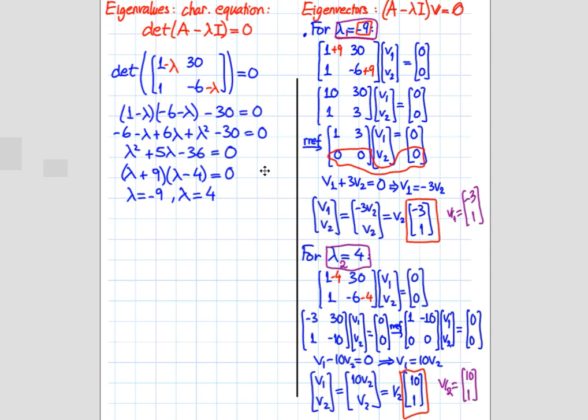So the eigenvalues, we solve the characteristic equation. And then we have the eigenvectors. Eigenvalues and eigenvectors go hand in hand. They are a pair: corresponding to an eigenvector is an eigenvalue. So we find eigenvalues first using the characteristic equation, and then we find eigenvectors.